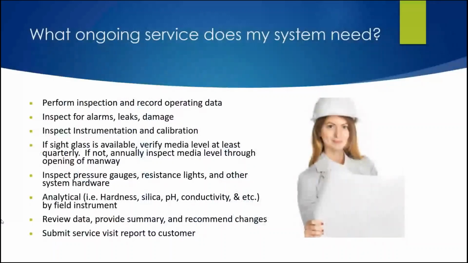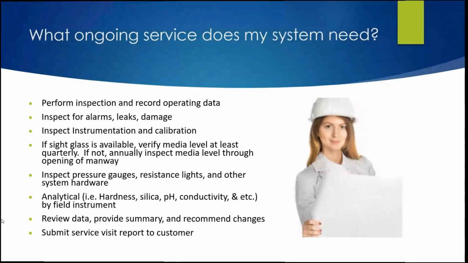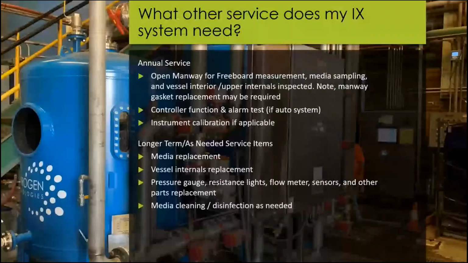In general, IX systems require regular service to keep them running at peak efficiency and to prevent costly problems. Regular inspections and calibrations, as well as a review of operational data, should be performed on a frequent basis of monthly or quarterly. Additional services should be performed on an annual or as-needed basis. At some point, the media will need to be replaced, along with other wearable parts such as gauges, flow meters, and sensors. Envirogen can perform all of these services on a contractual or as-needed basis.